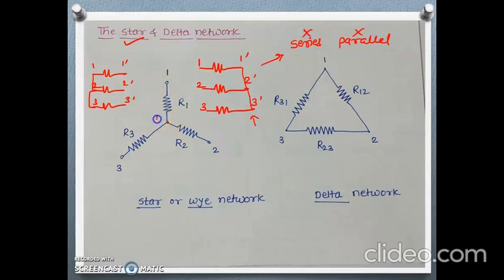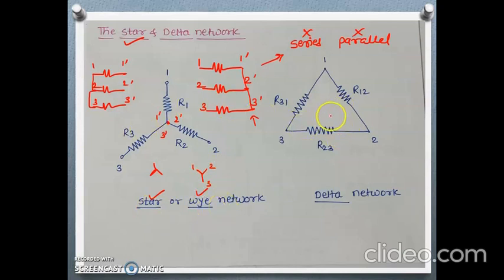In this case also, this is the 1 dash point, this 2 and here the 2 dash point, this 3 and the 3 dash point are there, and 1 dash, 2 dash and 3 dash are connected to a common point. This type of network is known as a star network or Y network. Why Y? Because we can also draw this network as this, where 1, 2 and this is the third branch. Then it resembles the letter Y. So it is also called a star network or Y network.